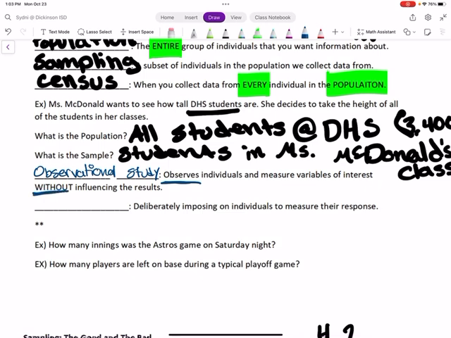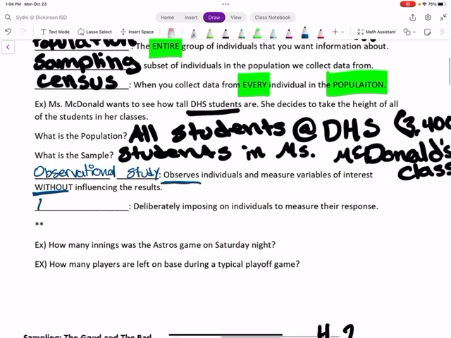This is whenever you're people watching. This is whenever you're just looking to see what happens. You're really not paying attention to how things are going, as far as trying to influence them to do something. You're having nothing to do with them. You are simply just watching them and collecting data about what they do.